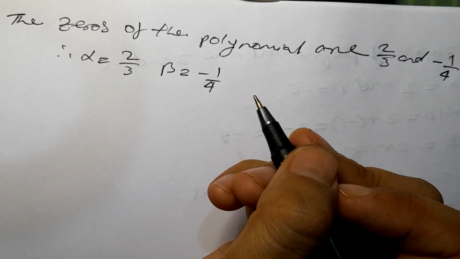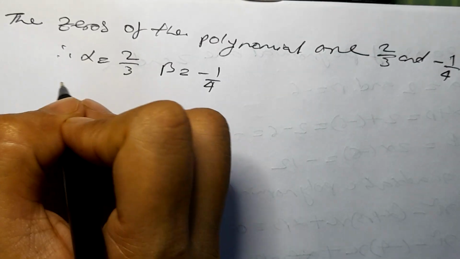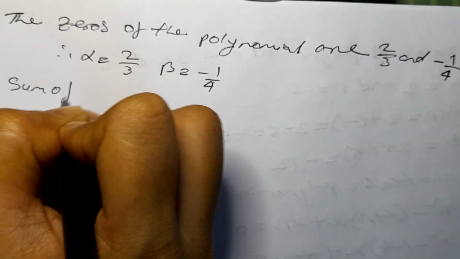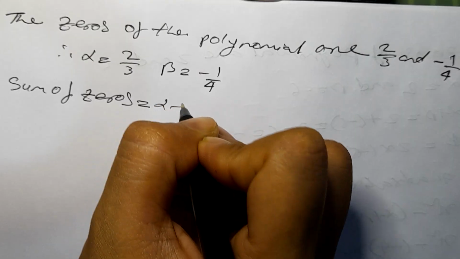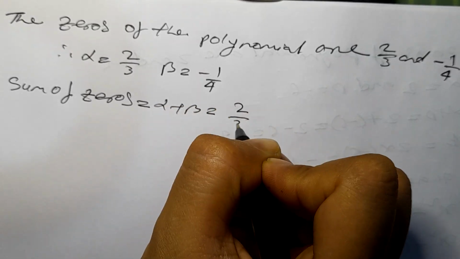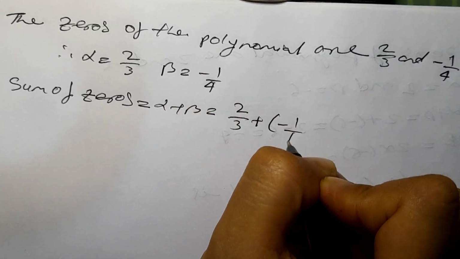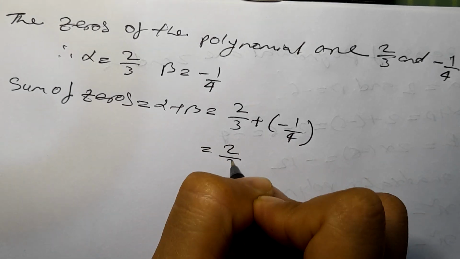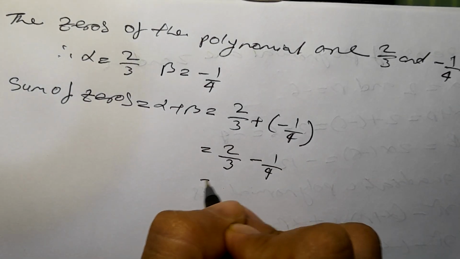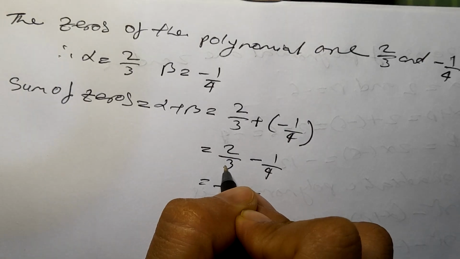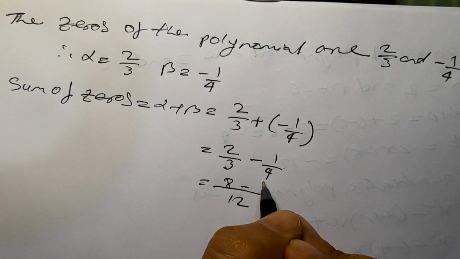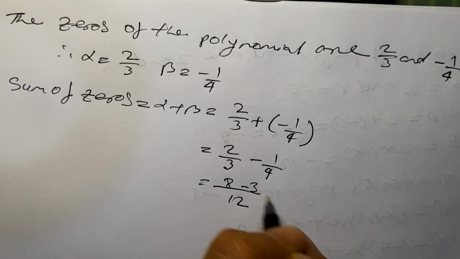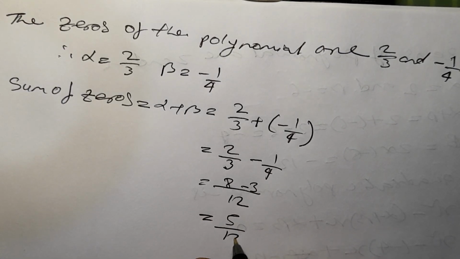Now I need the sum of zeros and the product of zeros. For a quadratic equation, the sum of zeros is alpha plus beta. It will be 2 by 3 plus minus 1 by 4. Go for the LCM, it will give 12. If you divide 12 by 3, it will give 4. 4 into 2 is 8. Minus 12 divided by 4 is 3. So if you subtract, it will be 5 by 12. We got the sum.